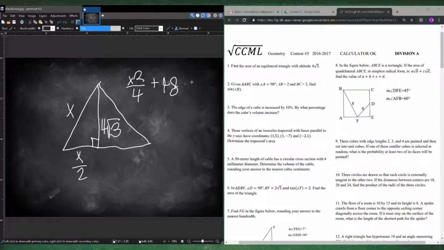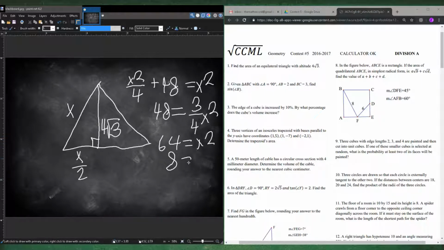So, subtracting that, we have 3/4 x squared is equal to 48. Multiplying that together, x squared is equal to 64, so x is equal to 8. And the area is 4 square root 3 times x over 2, and then divided by 2, because this is half of a triangle, and then you multiply by 2 to get the other half.